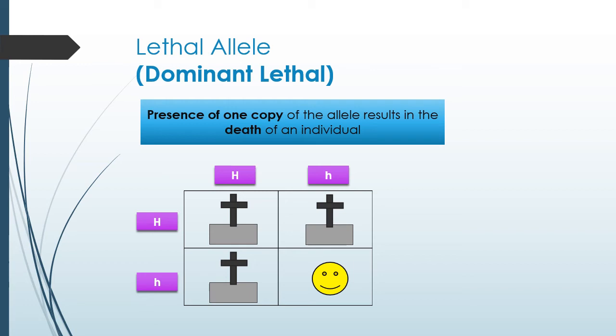You might ask, do individuals who bear one copy of the dominant lethal allele die immediately, at birth, or a few days after birth? Individuals suffering from Huntington's disease, an example of an inheritance pattern which exhibits dominant lethal allele, live until the age of 40. Upon reaching 40, or even less, they die.